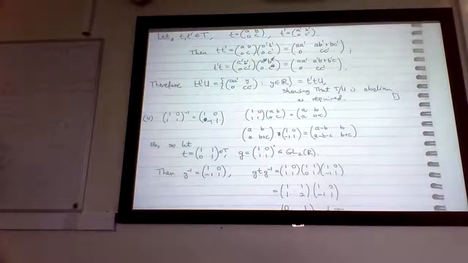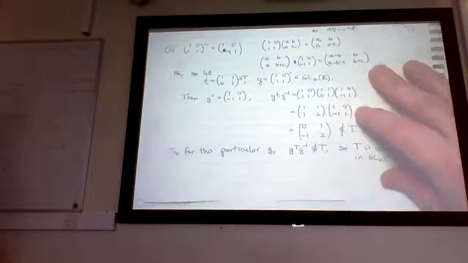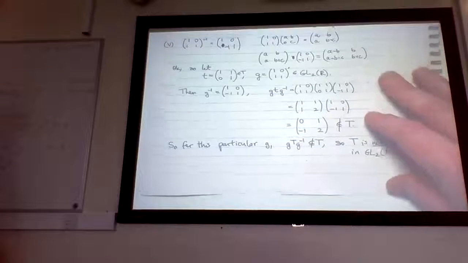Final part. Is T normal in the general linear group, prove or disprove? Okay, so this is a harder type of question. It's an investigation type question. I haven't given you a definite conclusion to get to, so it's either going to be normal or not.